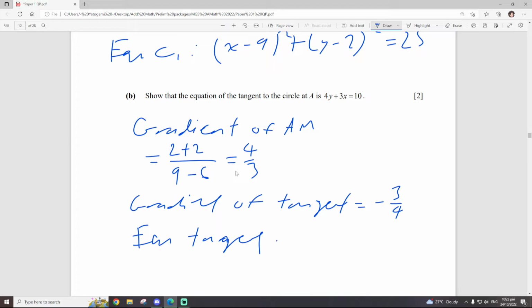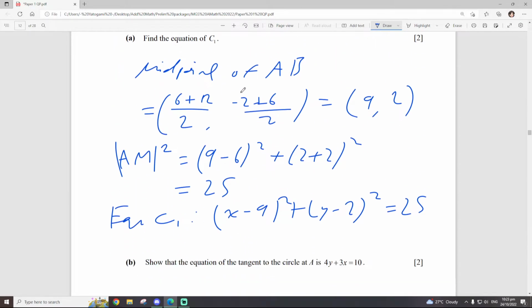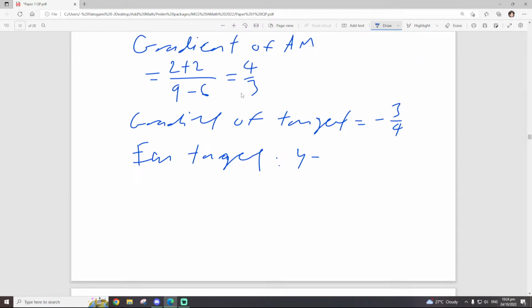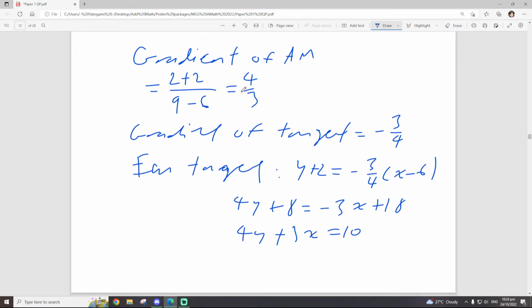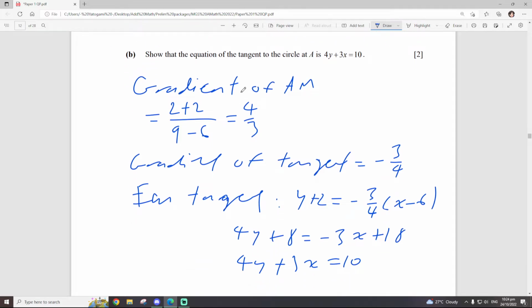We write the equation of the tangent using y minus y1, and A is (6, negative 2), right? So y plus 2, we use y minus y1 equals m(x minus x1). Okay, and then of course we expand this, so 4y plus 8 equals negative 3x plus 18. Then we simplify, 4y plus 3x equals 10. Yeah, that's what they wanted. Okay, cool.